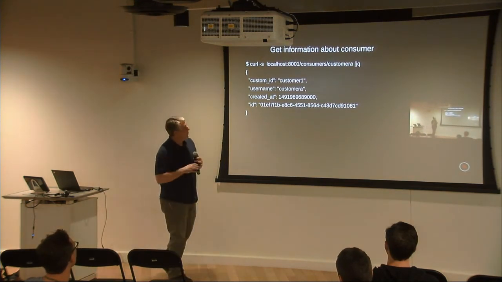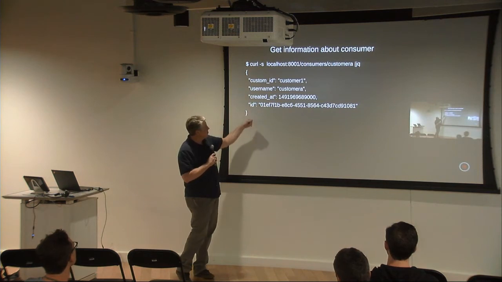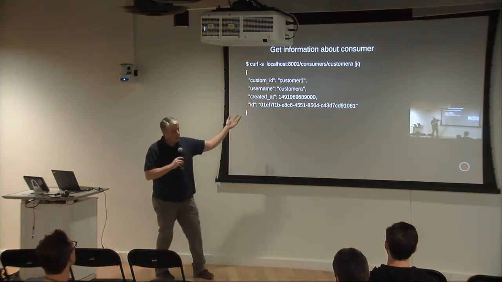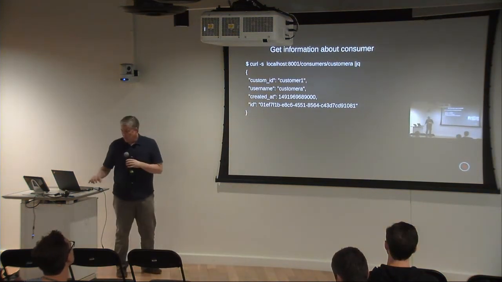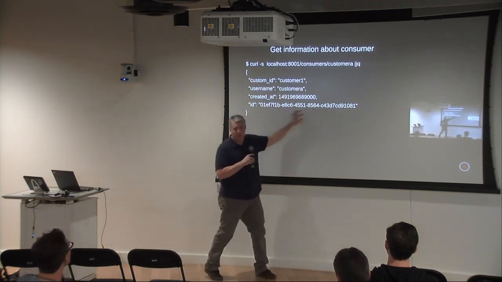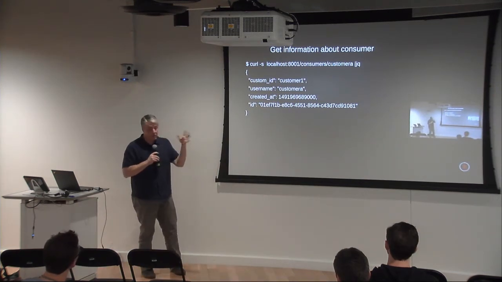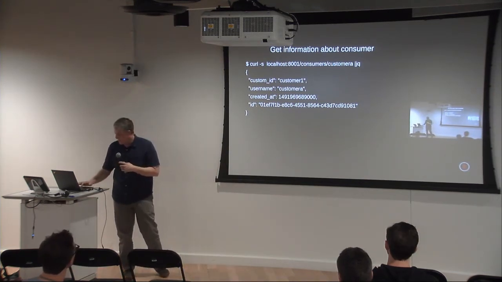So again, we have the API so that we can get information about the consumer. We can see when it was created, all of this information. And note that this ID is the ID of the consumer. It's a UUID for every consumer. Right? And that's stored in other places that I'll show you within Kong.